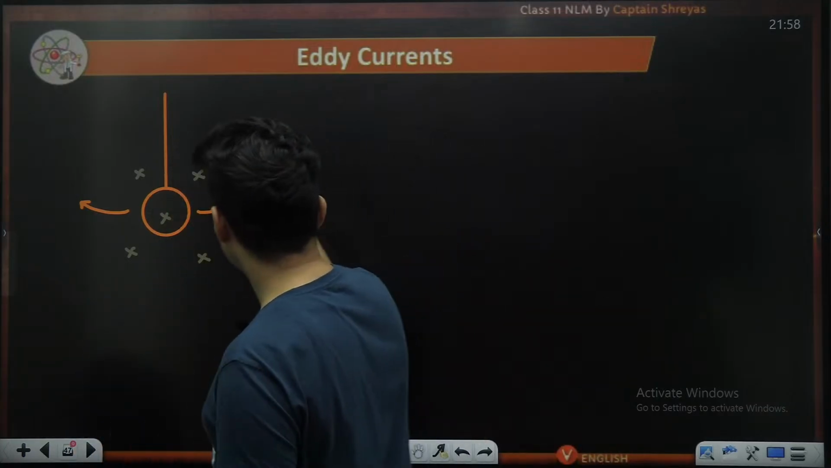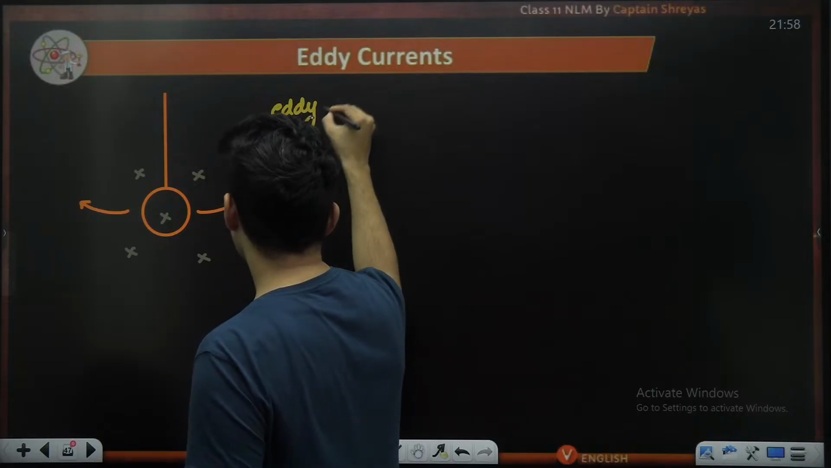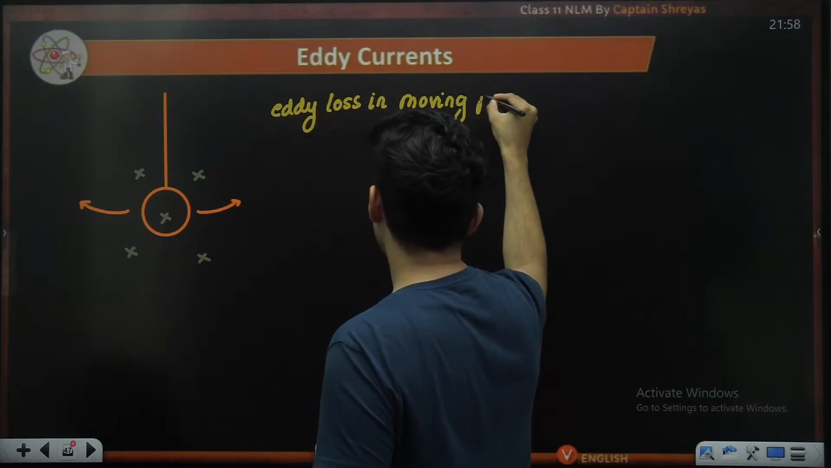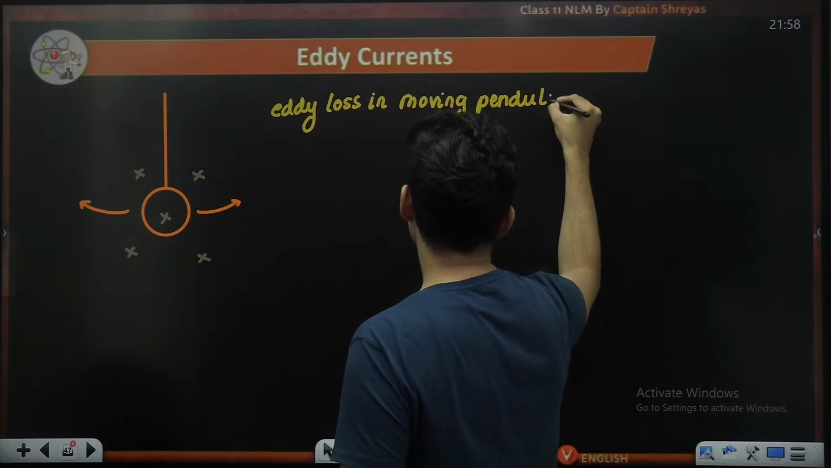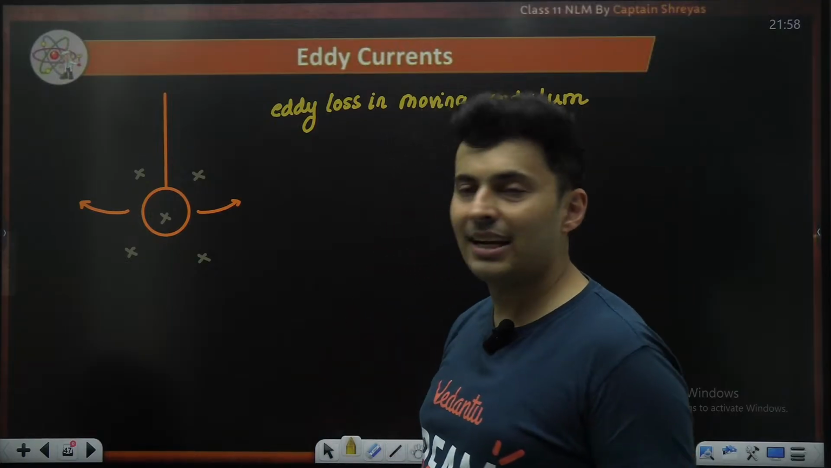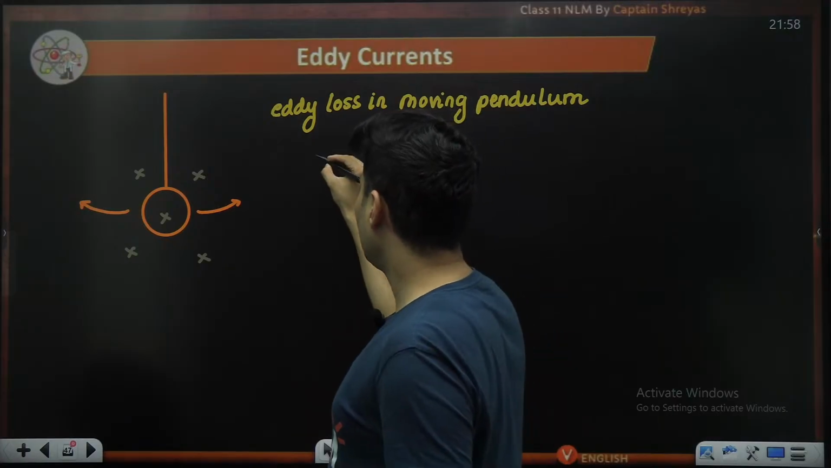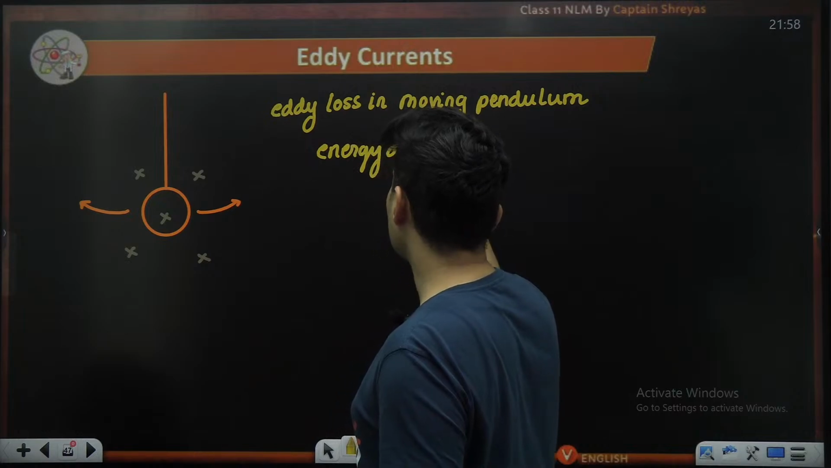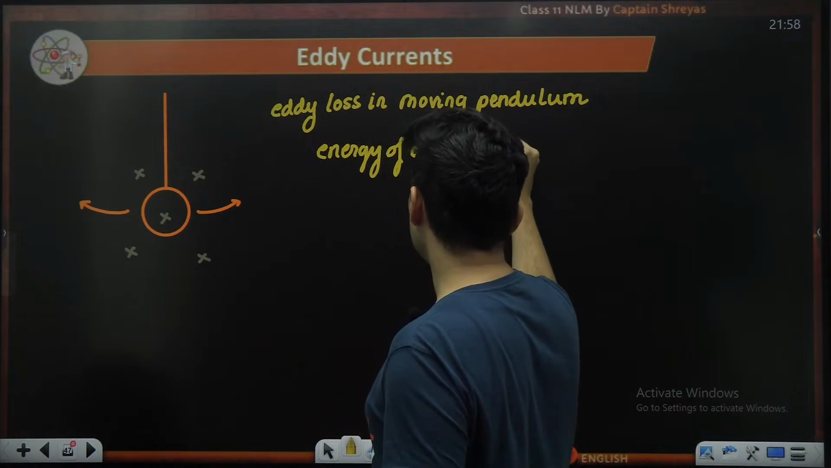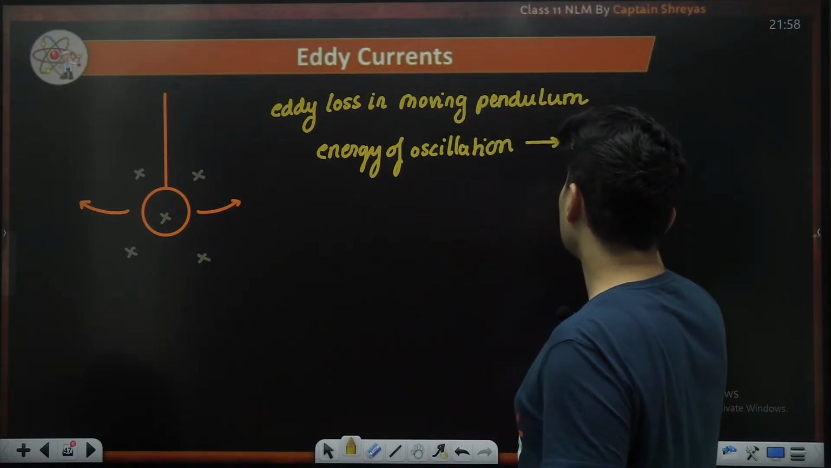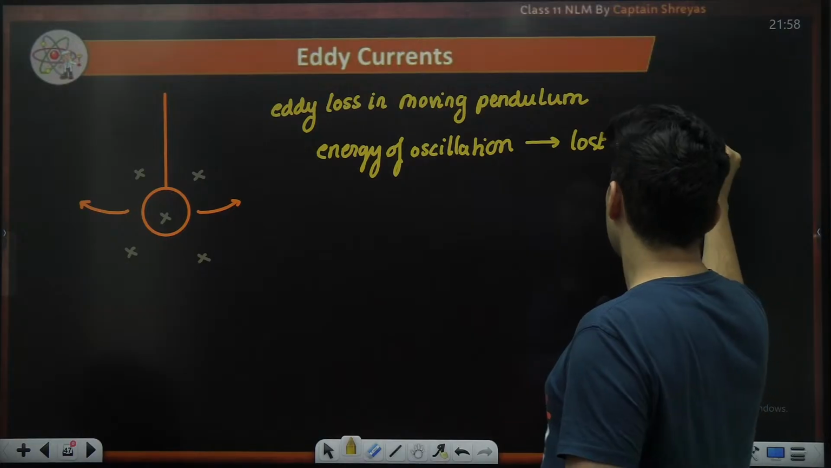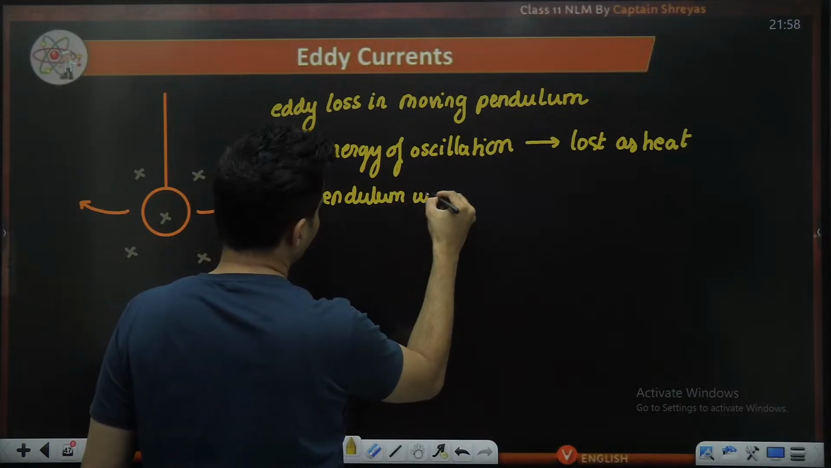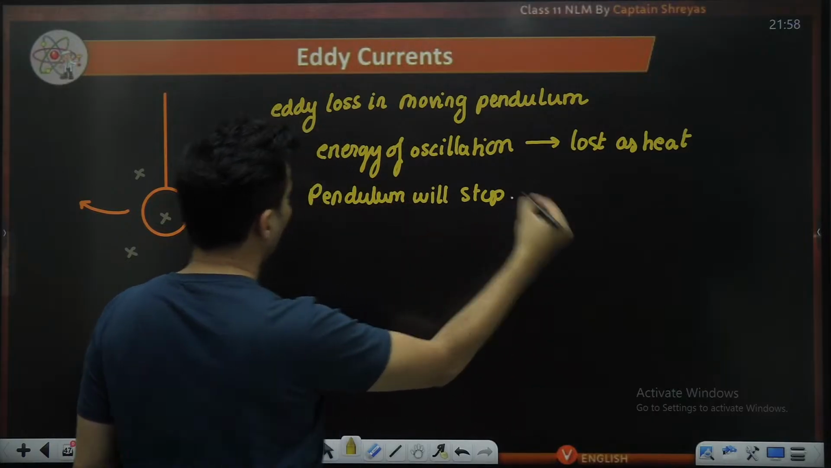Over here there will be eddy loss in the moving pendulum. Because it's a conductor and it is moving, eddy currents will be produced, so there will be eddy loss. So what will happen? The energy of oscillation will eventually be lost as heat, and the pendulum will eventually stop oscillating.